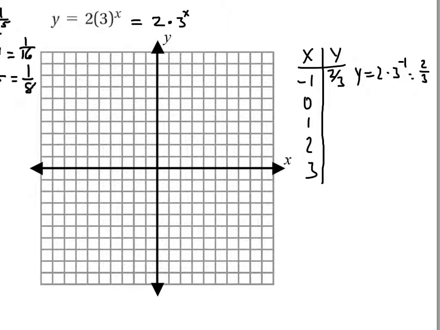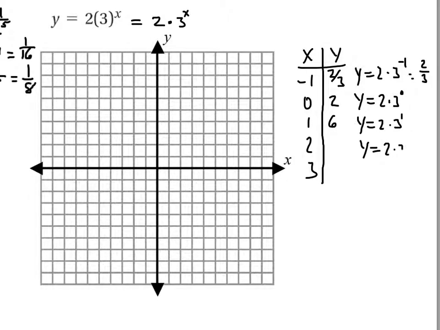All right, well, the next one is y equals 2 times 3 to the 0 power. What is 3 to the 0 power? 1, so 2 times 1 is 2. Then we have y equals 2 times 3 to the 1st power. Well, 3 to the 1st power is 3. 2 times 3 is 6.